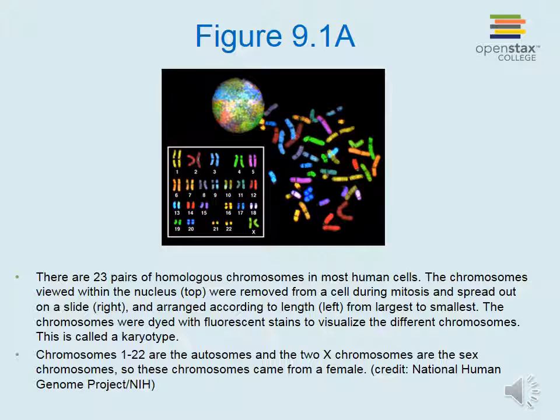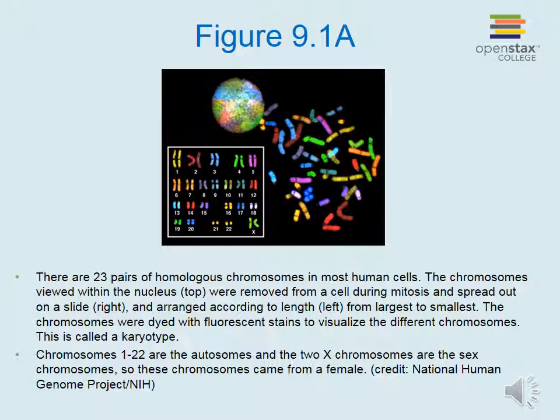The chromosomes viewed within the nucleus at the top were removed from a cell during mitosis and spread out on a slide, as seen on the right, and arranged according to length, as seen on the left. These are arranged in length from largest to smallest. The chromosomes were dyed with fluorescent stains to visualize the different chromosomes. This arrangement is called a karyotype.